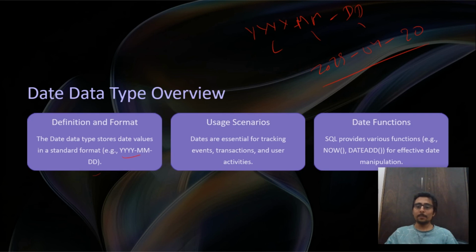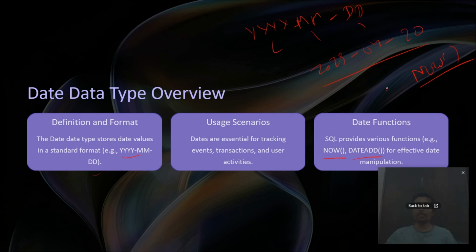This date data type is essential for tracking user activity and order histories. For example, you want to find the date on which a sale occurred, or when the highest sales occurred. So you can use this date function, right? And there are some functions also. The NOW function will give you the date and time of now. DATE_ADD, you can add for effective data manipulation. So these are some of the functions in the date data type.